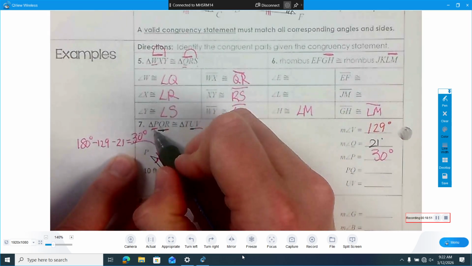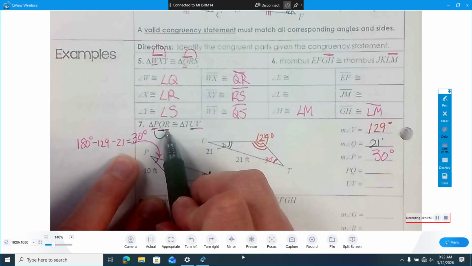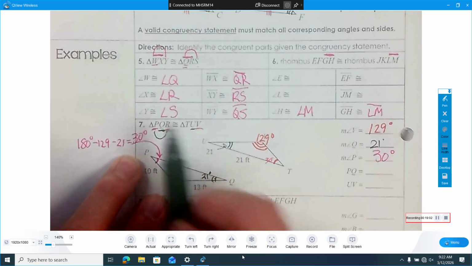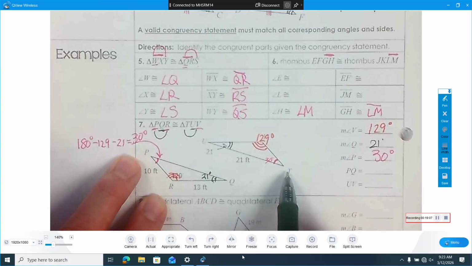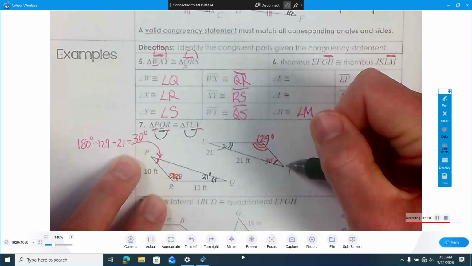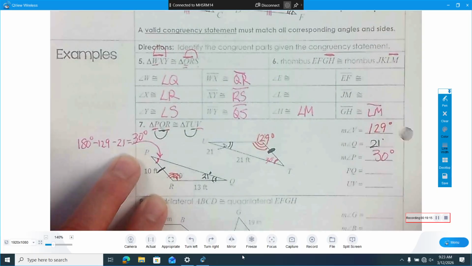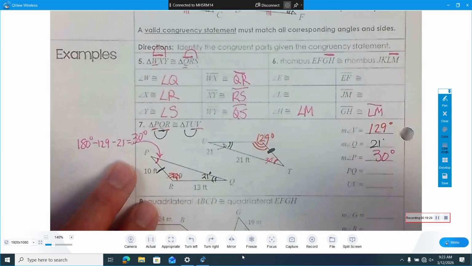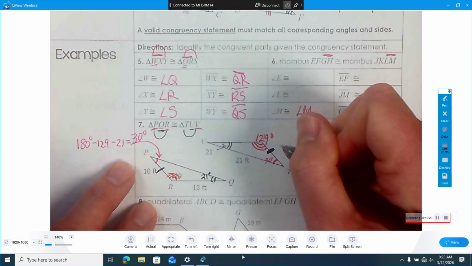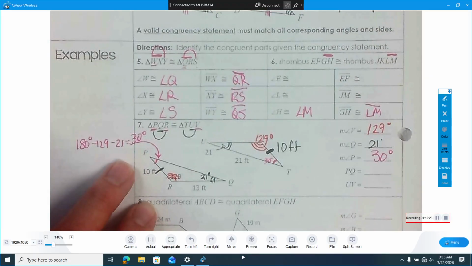PR is the first and last. What does PR correspond to? PR, first and last, corresponds to T and V. Yeah, T with V. That's over here. So PR corresponds with TV. So you really have to use that congruency statement. So if PR is 10, what is TV? 10 as well. Okay.